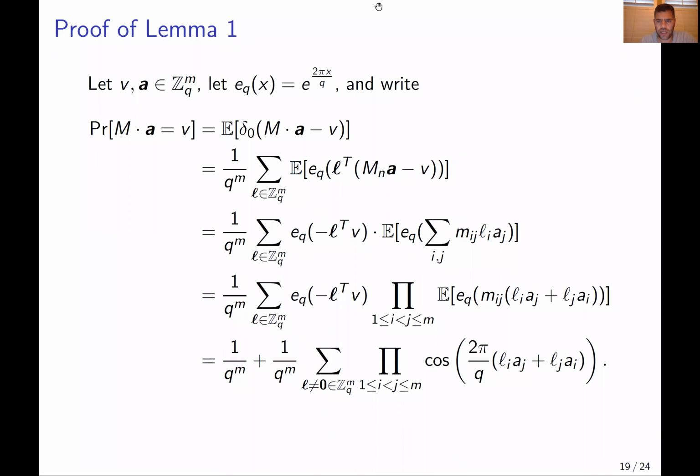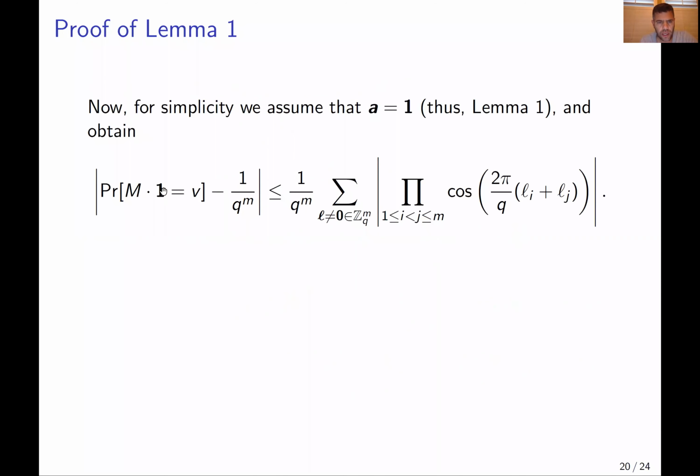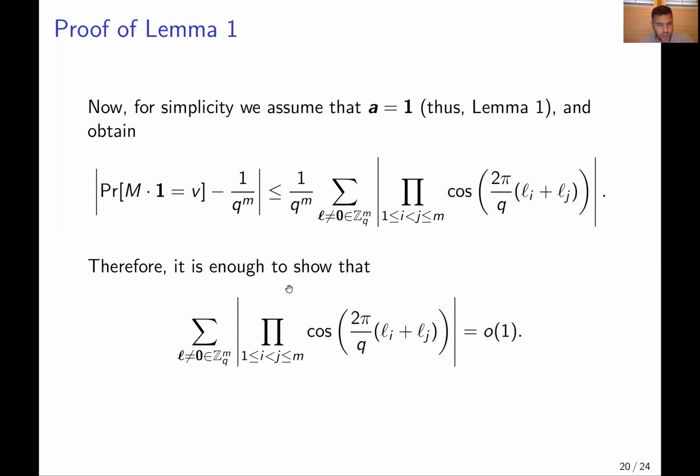And then we can use triangle inequality and get the following expression. And now A is the all one vector, so we don't have L_i A_j plus L_j A_i, we just have L_i plus L_j. And therefore, it's just enough to show that, ignoring this 1 over q to the m, the sum of products of cosines is little o of 1. If we can show it, we are done.